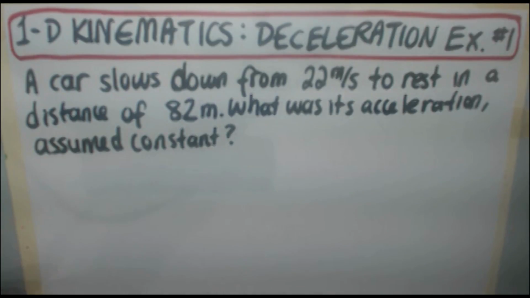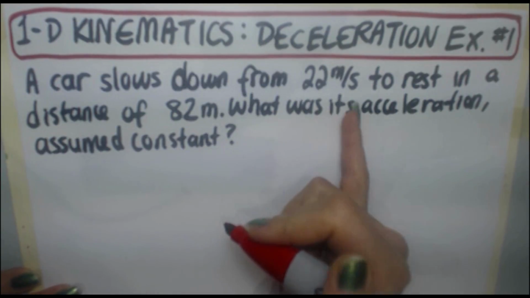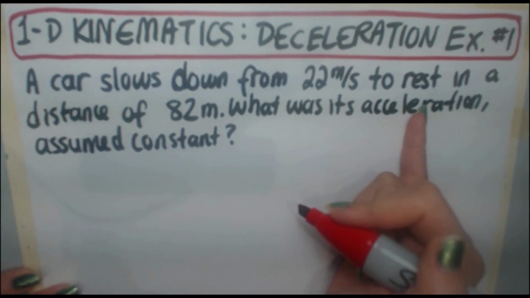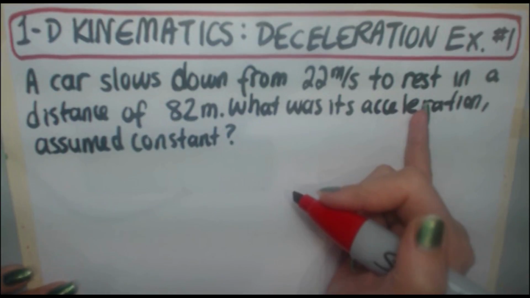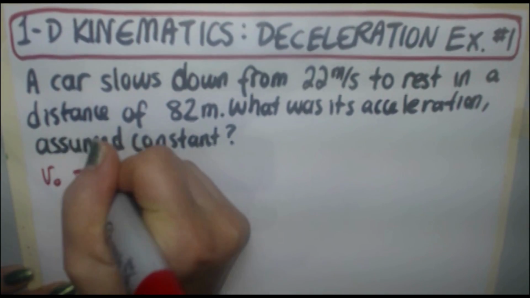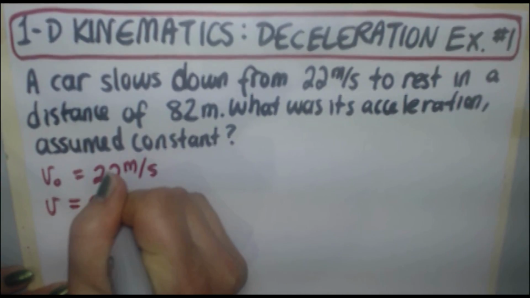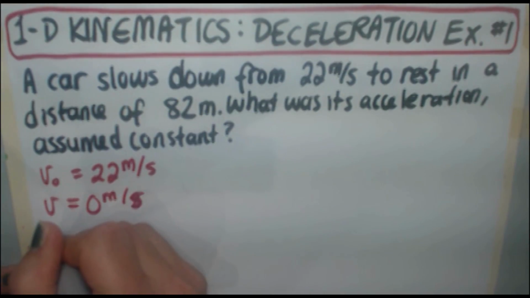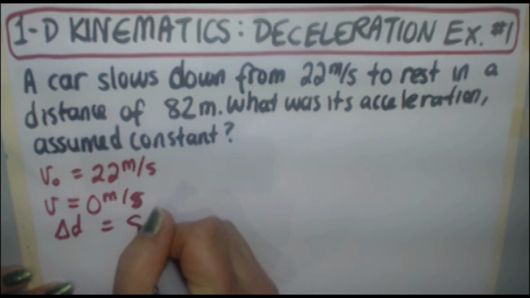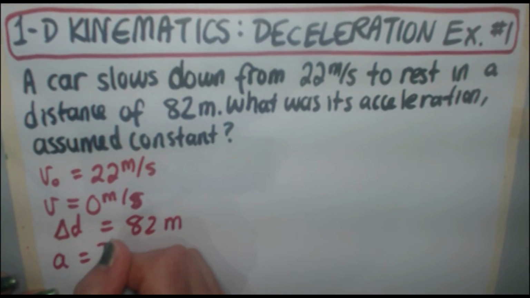Okay, so let's write down what we know. We're given the first speed and the final speed. Now remember, the final speed isn't given to you as a number, but you're told it's going to rest. So that means the final speed is 0, which means v naught, the initial speed, is 22 meters per second. The final speed v is 0 meters per second. This is through a distance of 82 meters, so delta d equals 82 meters. What was its acceleration, assumed constant?